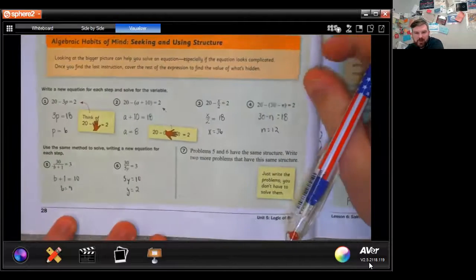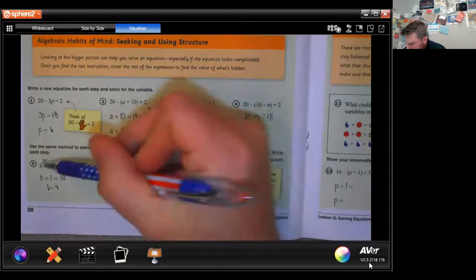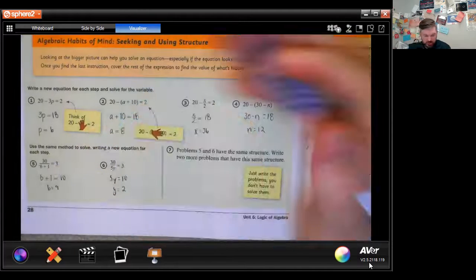Okay, in problems 5 and 6, you have the same structure. Write 2 more problems that have the same structure. Just write the problems, you don't have to solve them. So the same structure means like you're dividing over here to equal a single number.